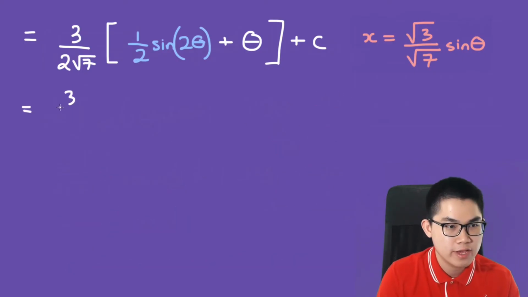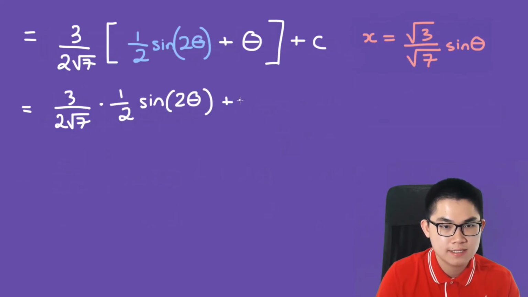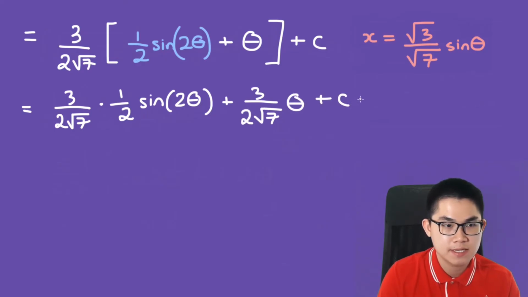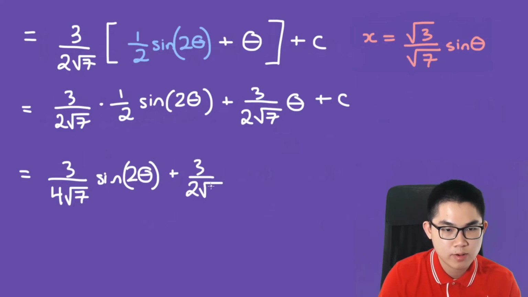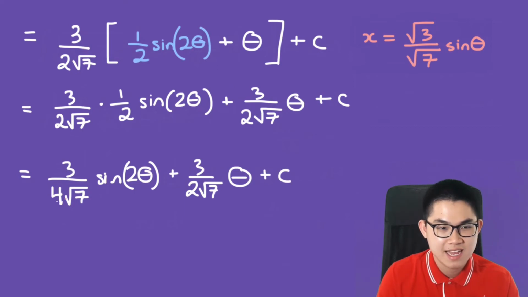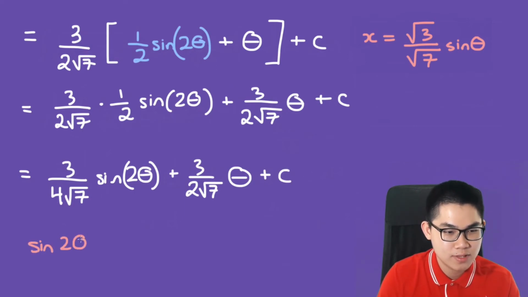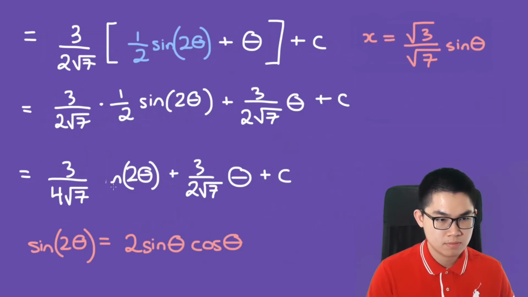Now we have 3 over 2 times the square root of 7 times 1 over 2 sine of 2 theta plus 3 over 2 times the square root of 7 times theta plus c. So this would be 3 over 4 times the square root of 7 sine of 2 theta plus 3 over 2 times the square root of 7 times theta plus c. Now, what is sine of 2 theta? Sine of 2 theta is basically 2 times sine of theta cosine of theta.